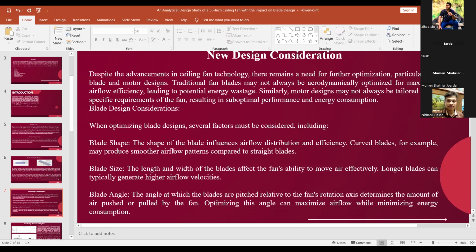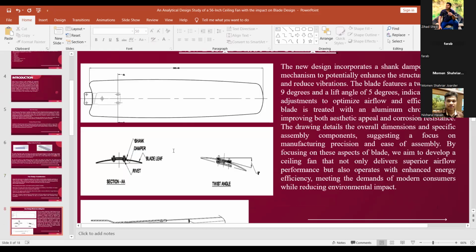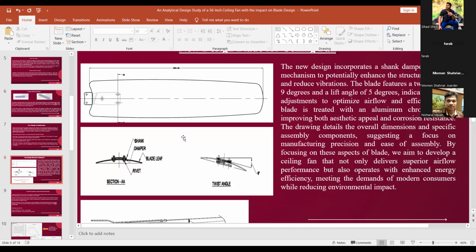And the third one is blade angle. The angle at which the blades are pitched relative to the fan's rotation axis determines the amount of airflow pushed or pulled by the fan. Optimizing this angle can maximize the airflow while minimizing the energy consumption. So these are the three things we consider before designing the ceiling fan blade.